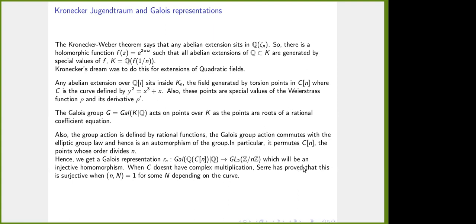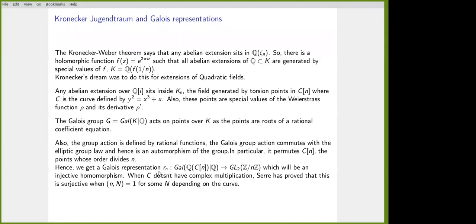And Serre has proved that apart from some points n, this map is surjective. So there are two assumptions. The first important assumption is that C doesn't have complex multiplication. Complex multiplication just means, on any elliptic curve you have a natural map P goes to 5P, 6P, P goes to nP in general. And if it has any other automorphism apart from that, we say that it has complex multiplication.